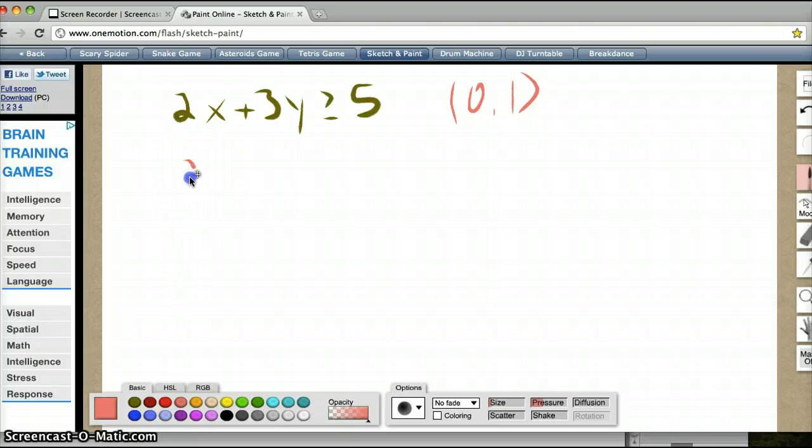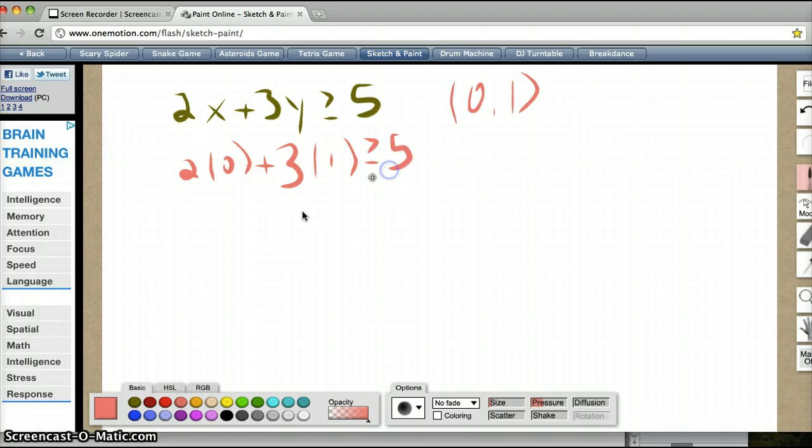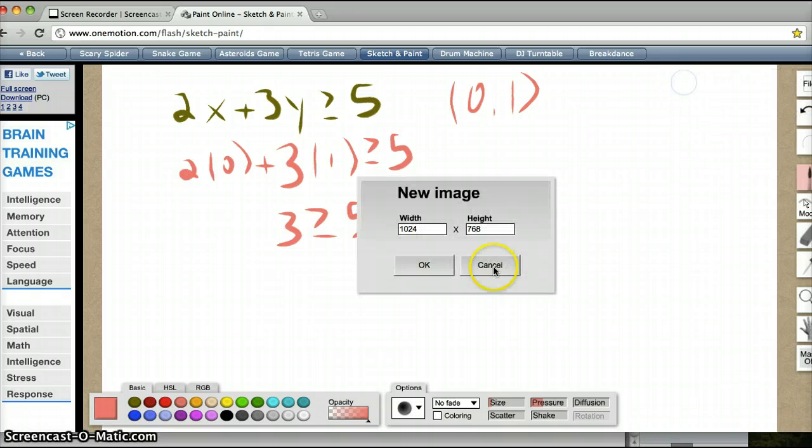So we're going to sub in 0 for x and 1 for y. 2(0) plus 3(1) is greater than or equal to 5. So right here we've got 3 is greater than or equal to 5. Now, this is false because 3 is not greater than or equal to 5. So we would say that (0, 1) is not a solution of 2x plus 3y greater than or equal to 5. Okay?